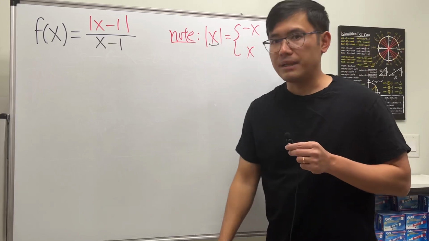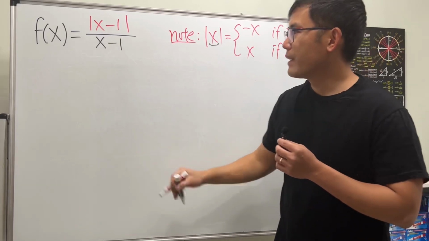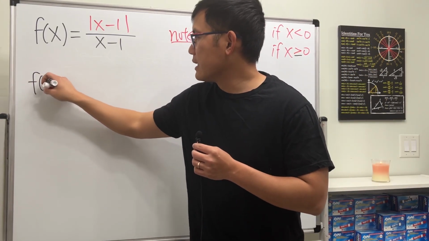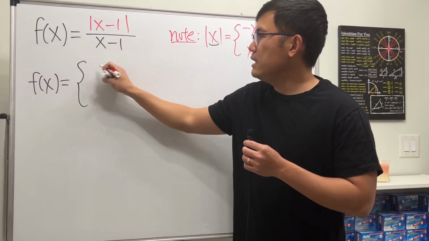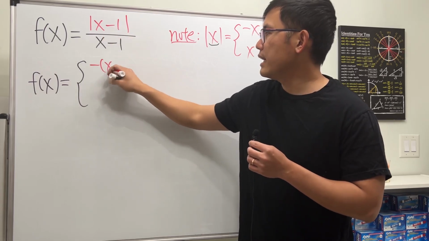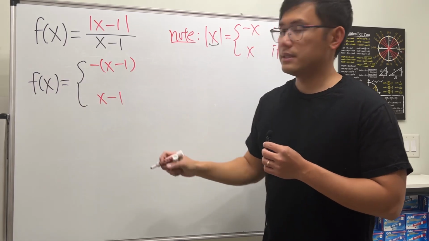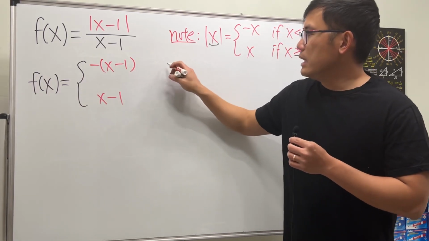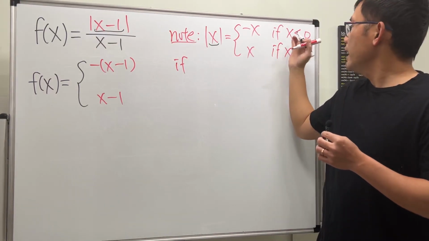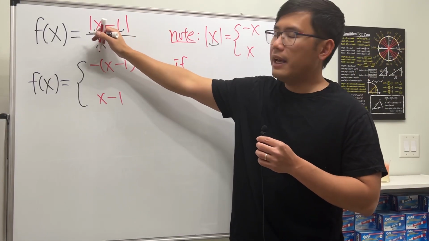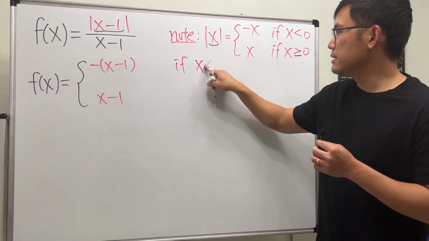So pay attention to the inside, because this time we have to focus on the x minus 1. So here we go. We have f of x equals, break it down into two pieces. We will get either the negative input, and you will have to write x minus 1 like this, and the other one is the original input like this. We do this if the input here, so it's not just x less than 0, we will have to write if x minus 1 is less than 0. So I'll put that down. x minus 1 is less than 0.